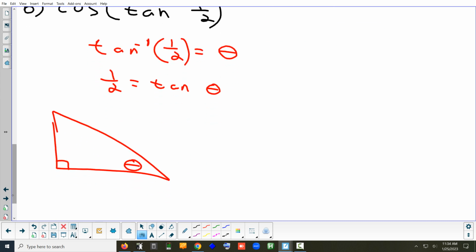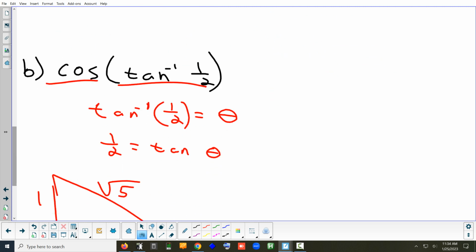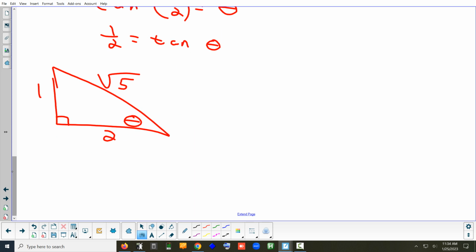Okay, so what two sides am I going to be labeling in that picture? Opposite and adjacent. And what am I going to label them as? Opposite is 1, adjacent is 2. And hypotenuse is going to be square root of 5. 2 squared is 4, 1 squared is 1. 4 plus 1 is 5. Okay, and now we've got our picture. And what they really want to know is the cosine of the picture. So what's the cosine of that picture?